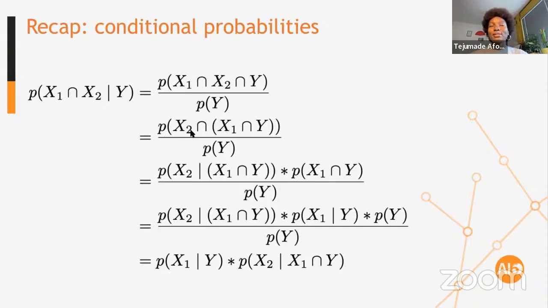And if you keep doing this manipulation, because intersection is associative, you can move them around. Then you can rewrite it as probability of x2 given x1 and y, times probability of x1 and y. You can break this down even further to get probability of x1 given y, times probability of y. Do you agree with me so far that this is still the same as this? And then you can just divide by probability of y, and it leaves you with probability of x1 given y, times probability of x2 given x1 and y.